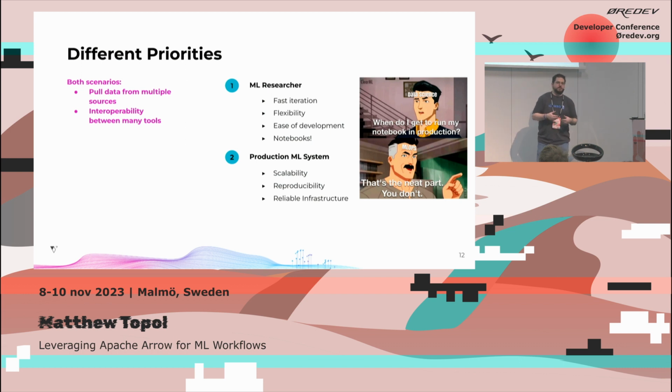Your researcher really wants fast iteration. They want flexibility to make it easy to integrate the different tools they want. They love their notebooks and just ease of development, interactions, maneuverability, and flexibility. When you're trying to productionize a system, at that point, you don't necessarily want flexibility. You want something you can rely on. It needs to scale. You need reproducibility. When you give it the same input, you want the same output.